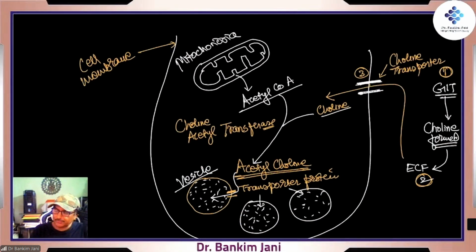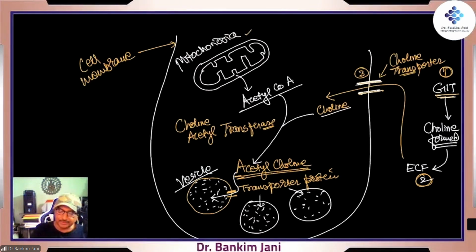Our mission starts from GIT. In GIT, whatever we consumed, after metabolism, this choline is formed, it comes into the circulation. From there, it comes into the ECF, entire body. And then we have got our first protein coming up, it's choline transporter. This choline transporter is a surface protein, and it takes the choline in.